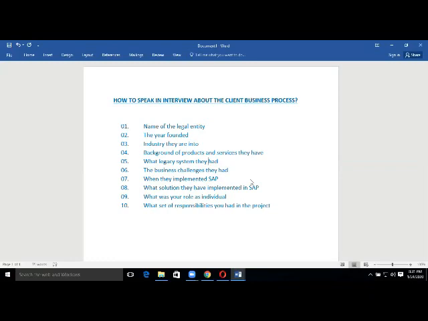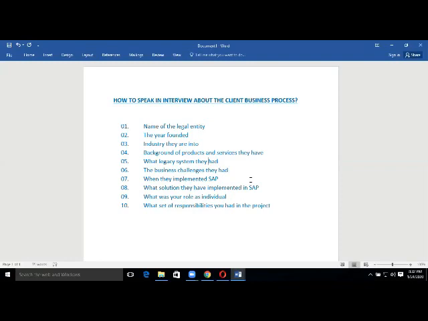And when you talk about the client business process in an interview, you have to highlight which client you have worked for, what the industry was, when they founded this organization, what products and services they had, what legacy system they had before implementing SAP, and when they implemented SAP, what modules or solutions were implemented, and as part of that, what your roles and responsibilities were.